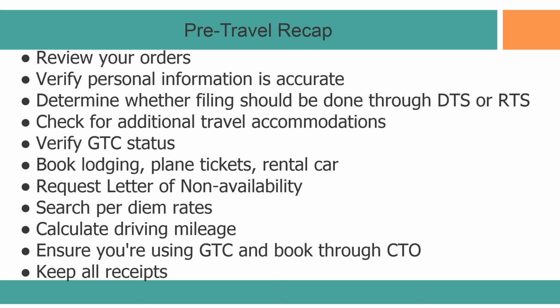Next, verify that your GTC is activated and not expired. Then, book your lodging, plane tickets, or rental car. Again, if there is no vacancy on base for your dates, make sure to request a letter of non-availability and book off base. Search per diem rates based on your location and status, i.e. local rate or government rate.